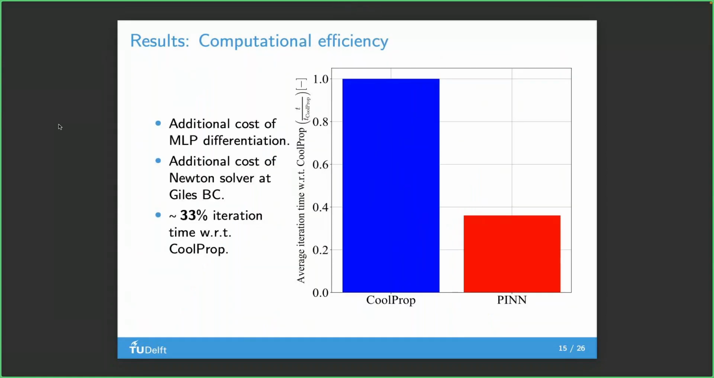In terms of evaluation time, the gains were actually quite unexpected in how efficient this model was, because despite having to differentiate the MLP twice and having to run Newton solver iterations at every evaluation, the data-driven fluid model was almost 3 times as fast as the CoolProp fluid model at runtime.